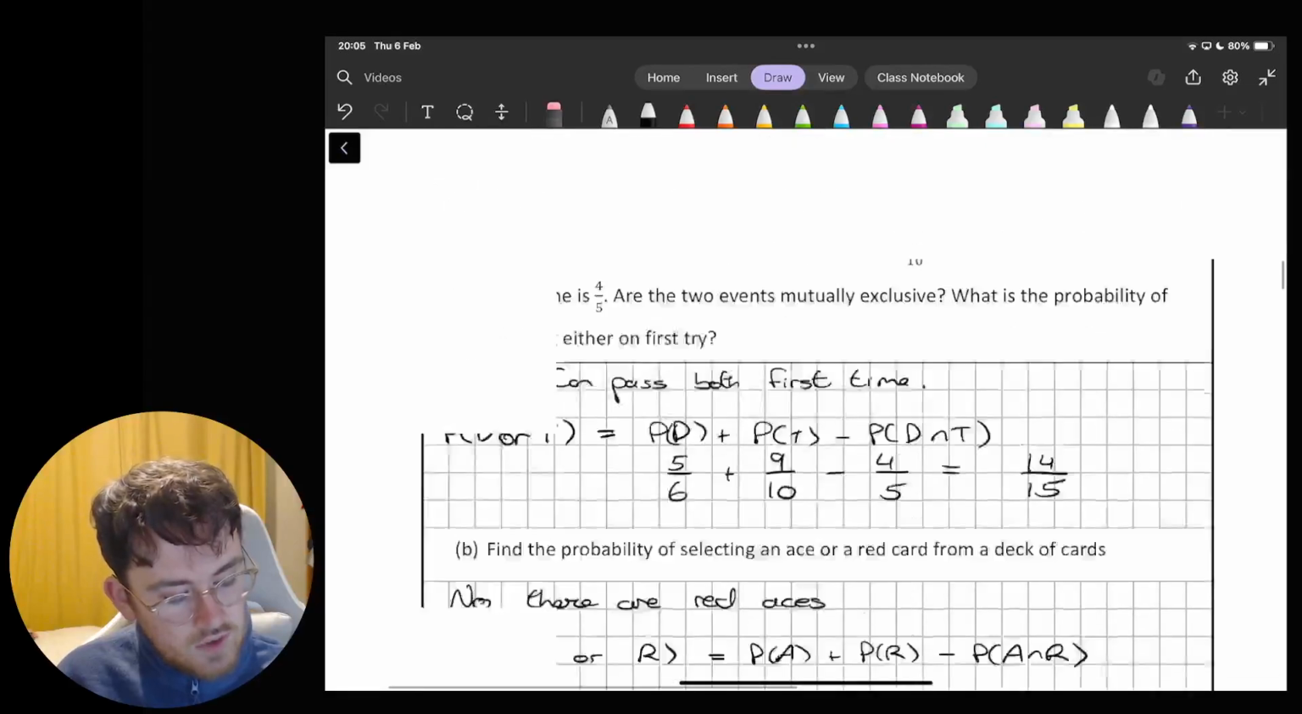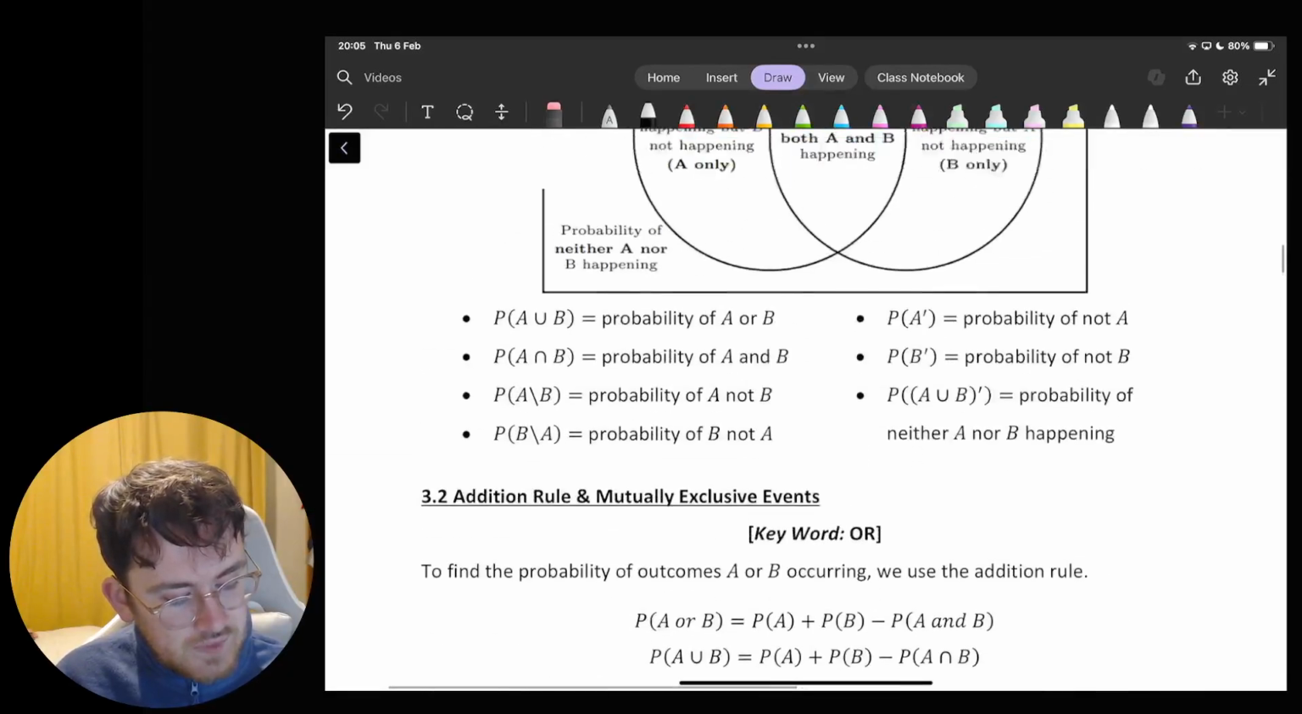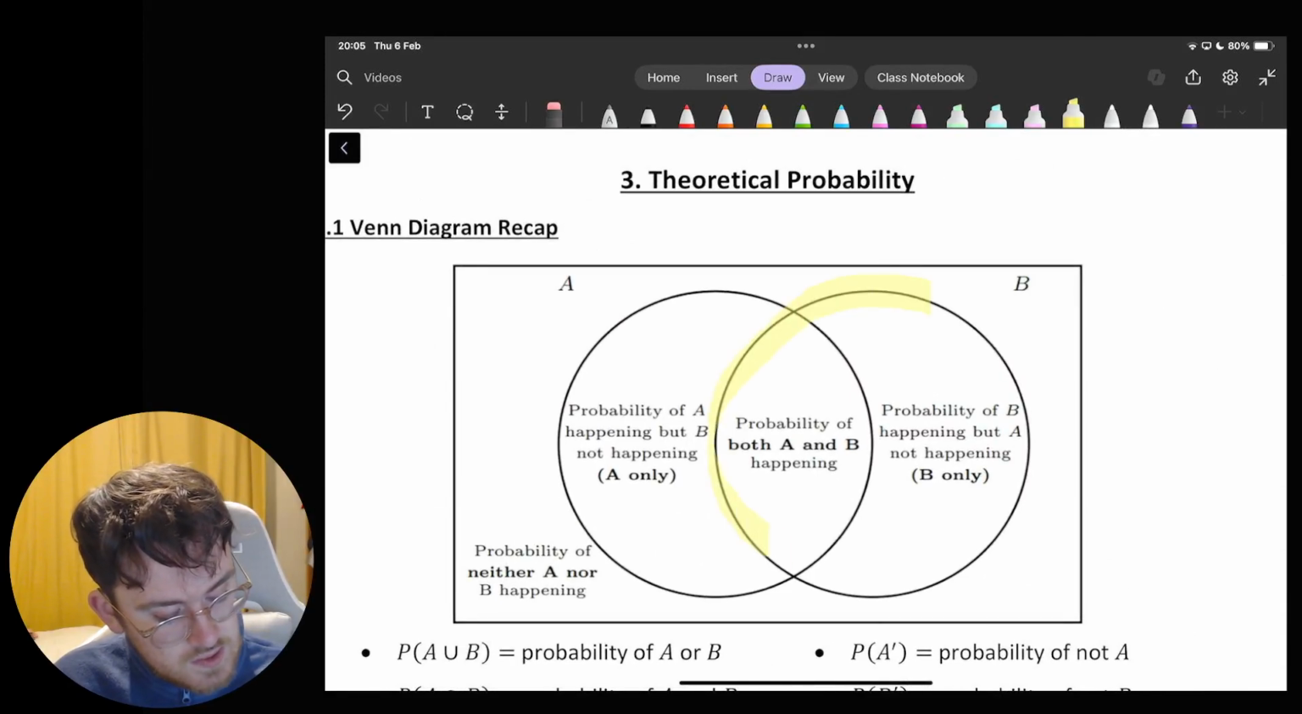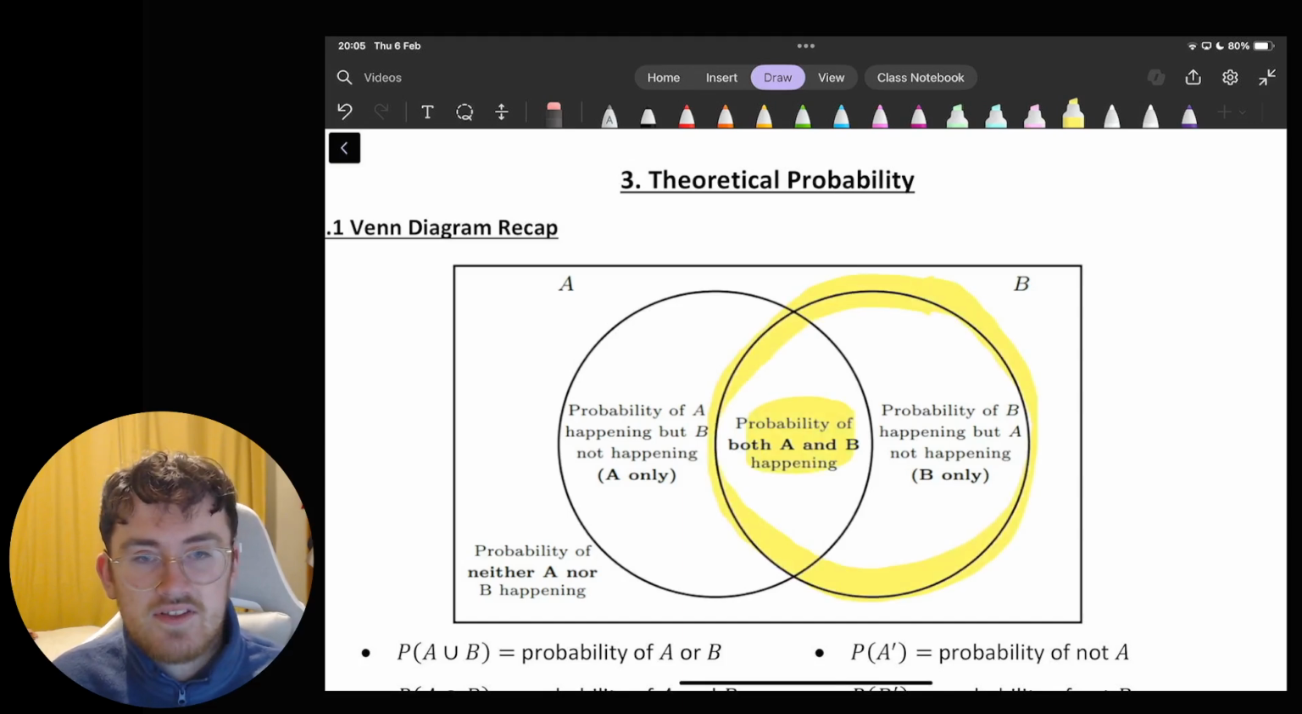In terms of my Venn diagrams here, we would basically be focusing solely on the circle B here and looking at how many are in the intersection.